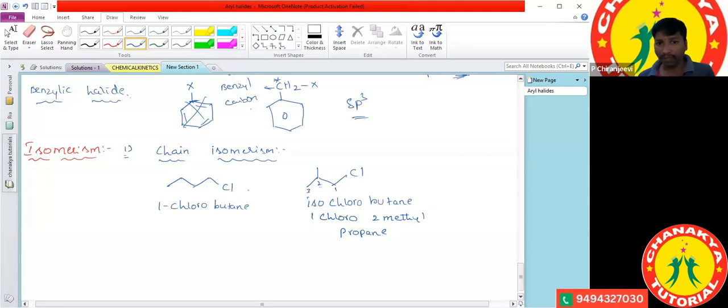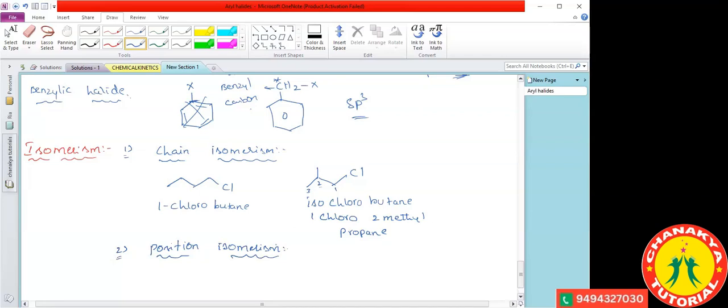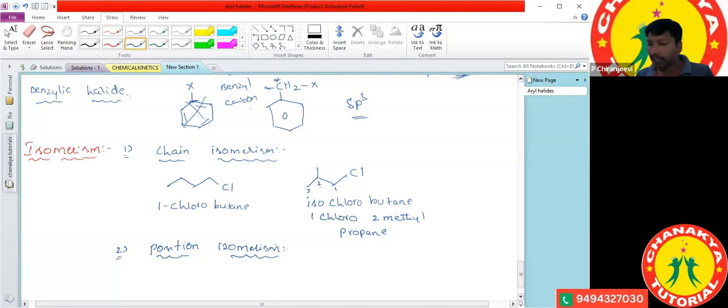So what is the next isomerism here? Haloalkanes or haloarenes exhibit position isomerism. What is position isomerism? It is where the position of the substituent group differs, but the number of carbons in the chain remains the same. So the two compounds have the same molecular formula, but differ in the position of the substituent.